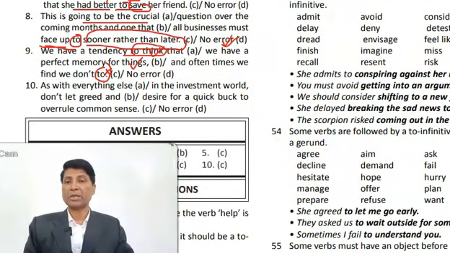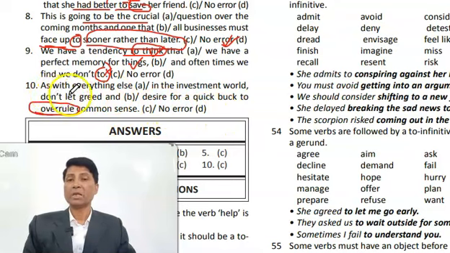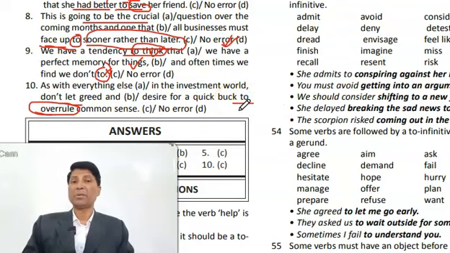Now look at question number 10. As with everything else in the investment world, don't let greed and desire for a quick buck to overrule common sense. So here, overrule, what is wrong? Why is it wrong? Again, let me explain. Don't let greed and desire for a quick buck to overrule. So here, we know that the verbs let, make, help, bid are followed by bare infinitive.